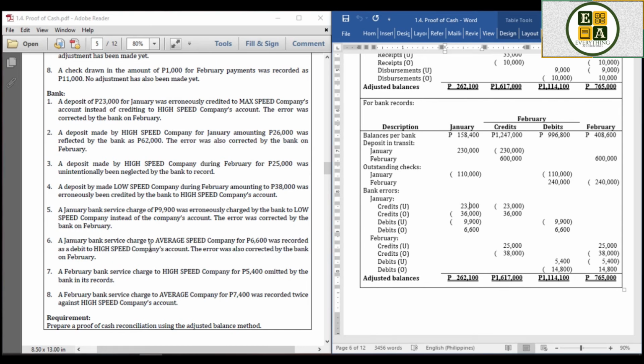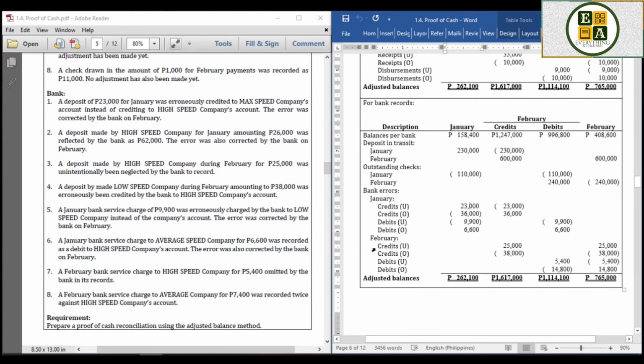Next, a January bank service charge for average speed company for 6,600 was recorded as a debit to high-speed company's account. The error was also corrected by the bank on February. Okay. So, yung ibig sabihin lang nito, hindi sa atin yung disbursement. Hindi sa atin yung debit. Pero yung account natin yung dinebit. So, therefore, nabawasan yung ating January cash balance. So, kailangan mag-add. And since dito siya na-correct sa February, dito siya binawas pag correct. So, kailangan mag-add din tayo pabalik. Okay? Ng 6,600.